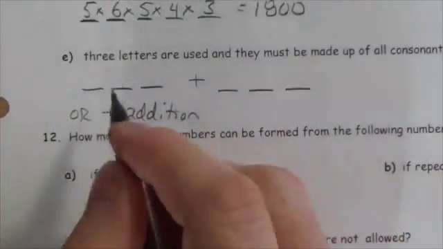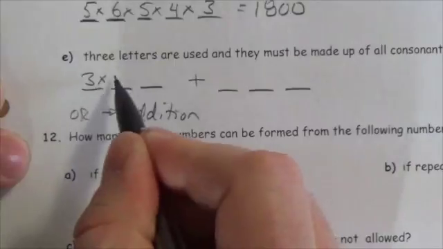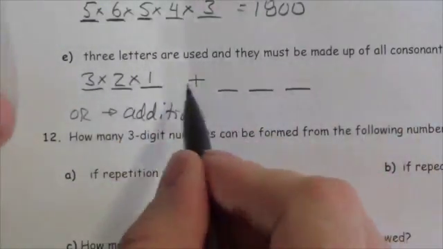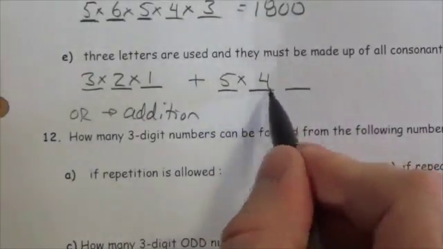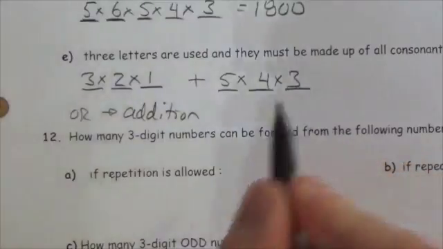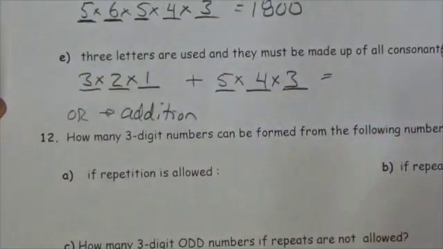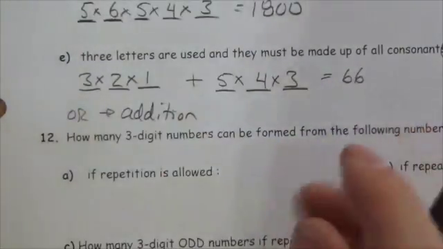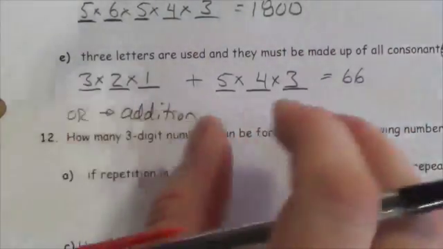Now, this could be consonant and consonant and consonant, in which case there are three choices for the first letter, and then you've got two, and then you've got one, because there were only three consonants there. Or it could be all vowels, in which case I've got five choices for the first one, and then I've only got four, and then I've only got three. Okay? And so altogether, this is going to be 6, this is going to be 60, so there will be 66 different three-letter arrangements that are either all consonants or all vowels.